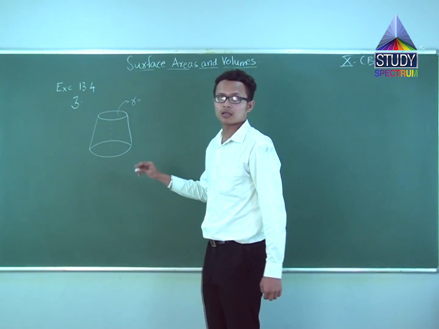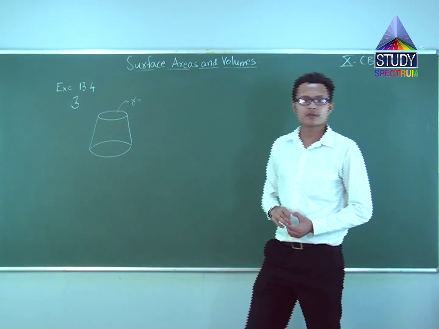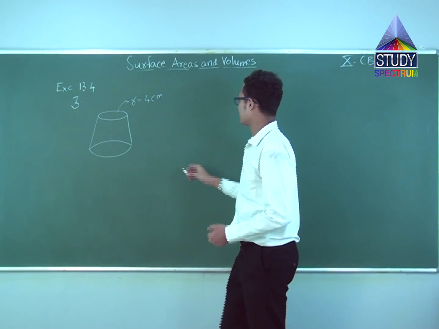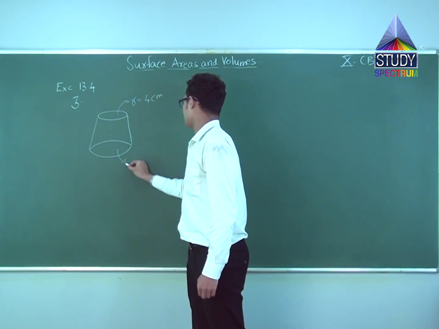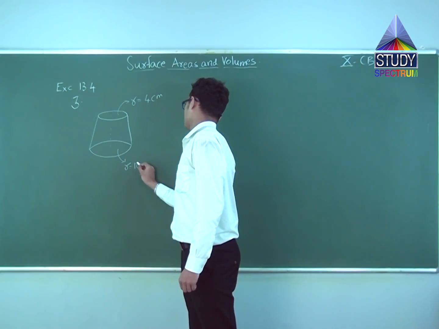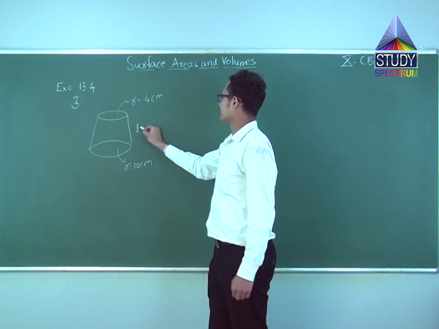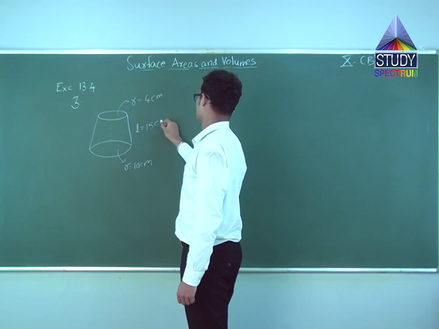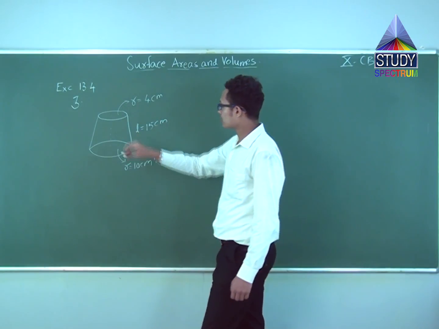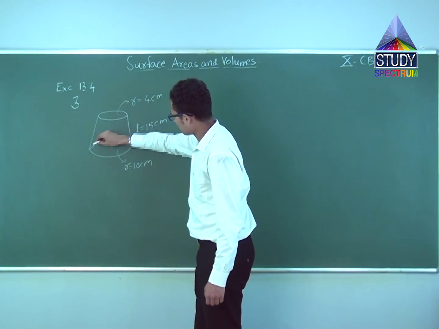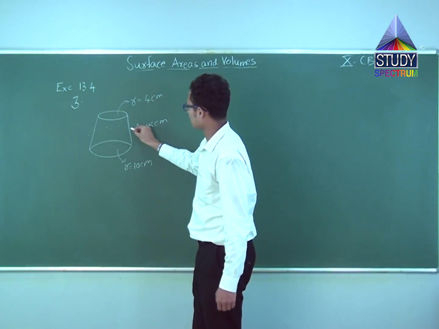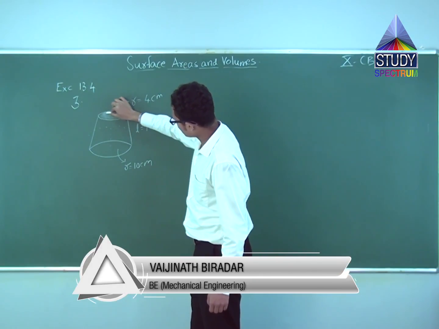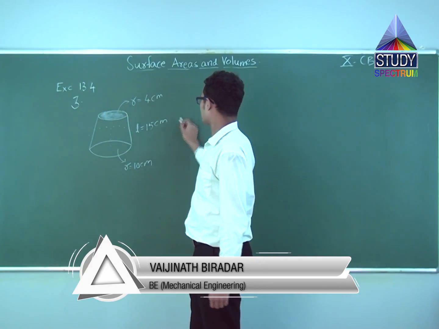Radius R is given as 4 centimeters, and here radius R is 10 centimeters. The slant length L is given as 15 centimeters. Now you already know that along this portion the head is accommodated, so this is covered. This surface area will be covered, so we also have to include this surface area. We are finding out the curved surface area.